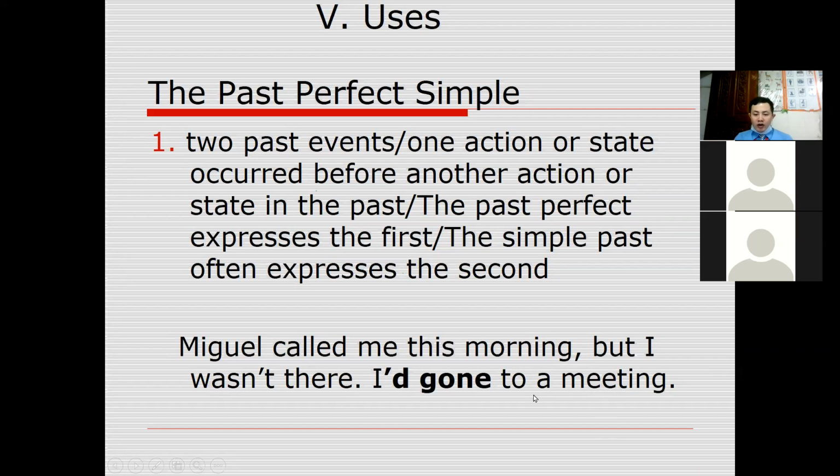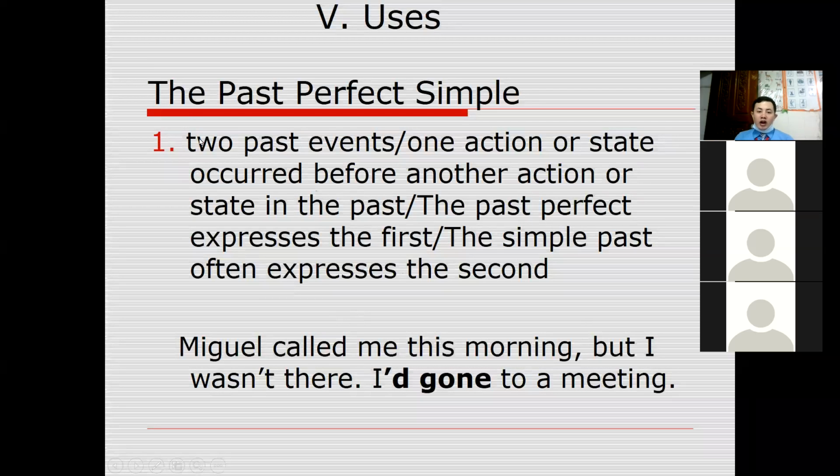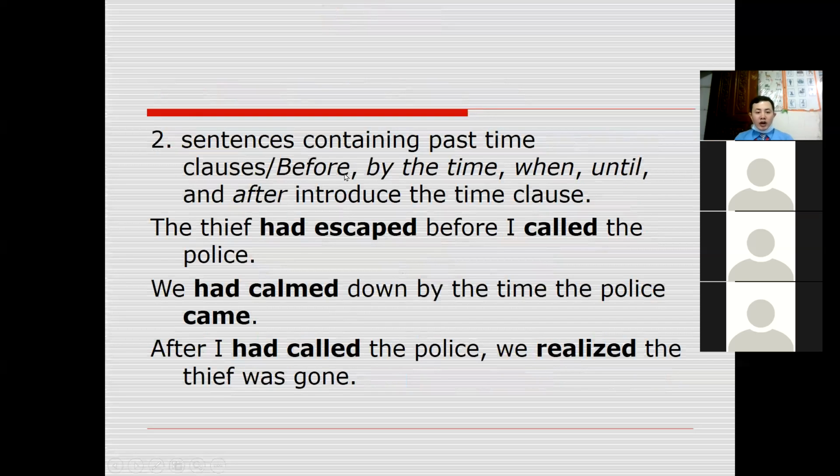You see, in this one we have two actions, right? One is called and one is gone. So which one happened first? And you can see here, I went to the meeting. That happened first, right? So because this one happened first, we had to make it into past perfect. It became I had gone to the meeting. And then my girl called me this morning. So we have two actions here. So this is number one of the past perfect, and number two of the past simple here.